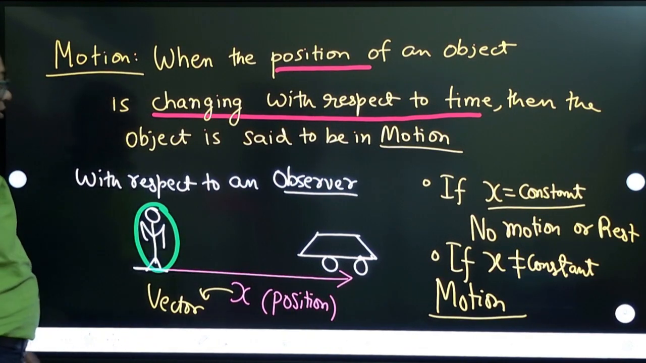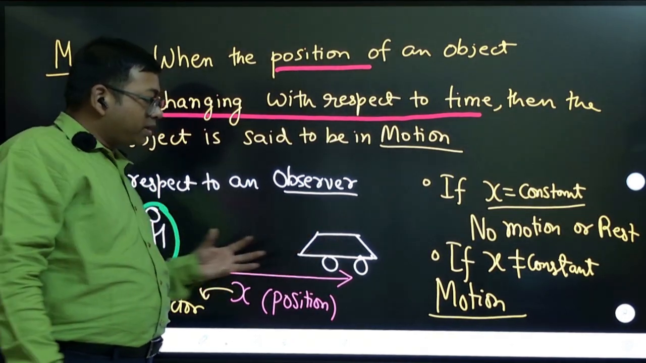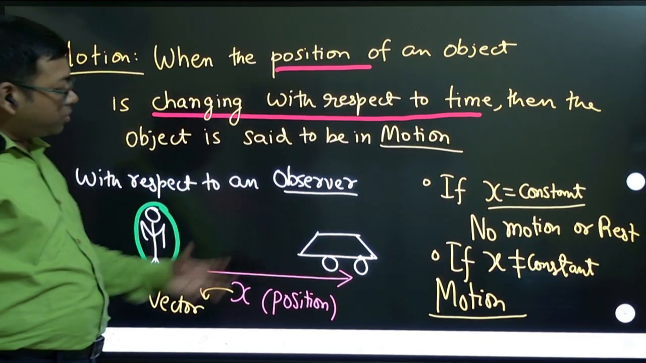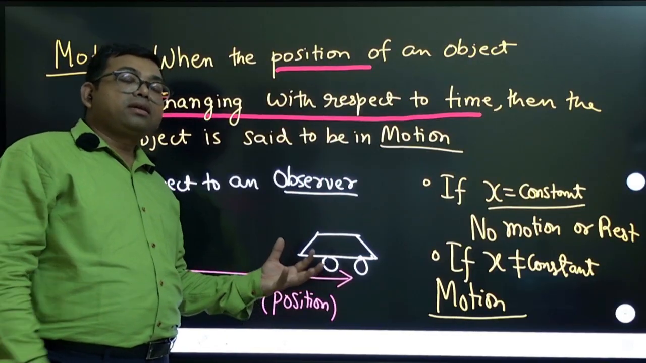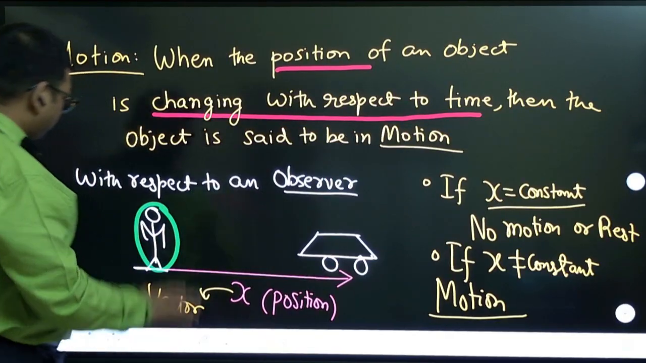It is a vector. So if this position vector is changing, then it is under motion. If the position vector is not changing, then it is not in motion or it is at rest. Okay, so this is the main idea.